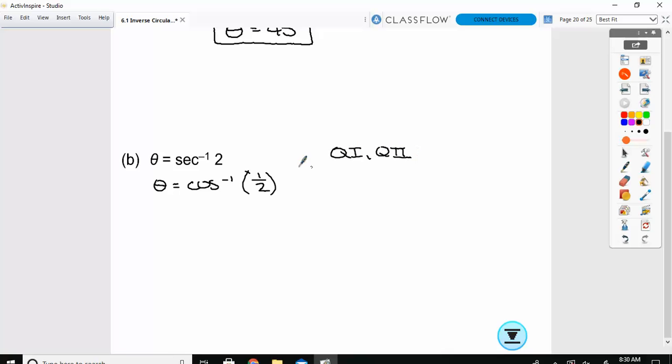1 or 2. It was a positive, so that's quadrant 1. Reference angle, or sorry, our actual angle here. What this means is that cosine of our angle is 1/2. So when is cosine 1/2? 60 degrees. Since we're in quadrant 1, that is my answer. If I were in quadrant 2, you'd have to do 180 minus that.